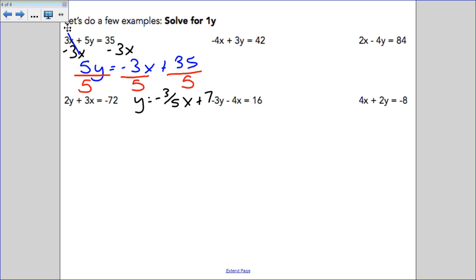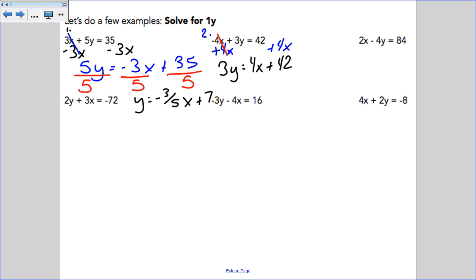All right, let's look at our second problem up here, number 2. Okay, I have negative 4x plus 3y equals 42. What do I need to move to the other side of my equal sign? Good, if I have a negative 4x, I need to add 4x to both sides. Okay, my 4x's cancel, and my new equation is 3y equals 4x plus 42.